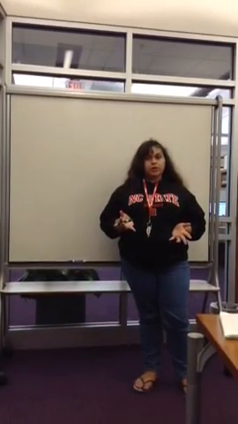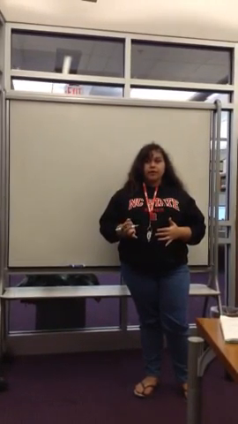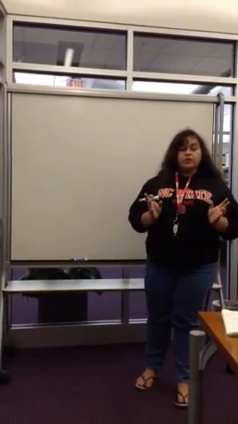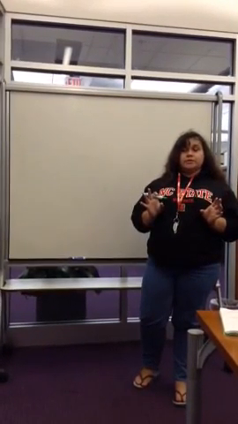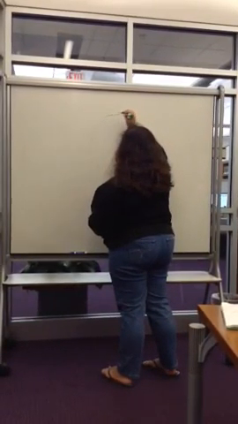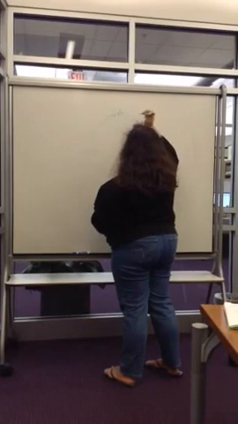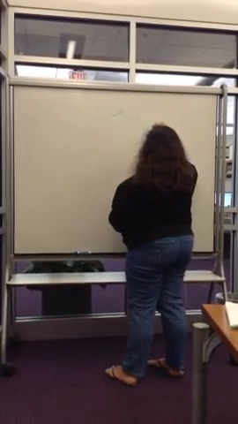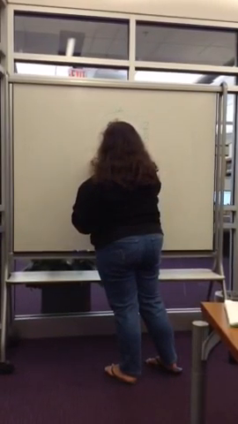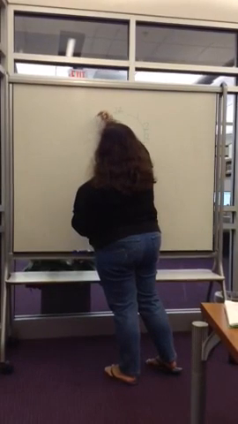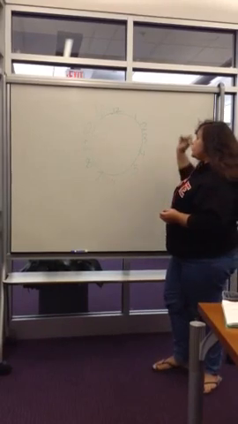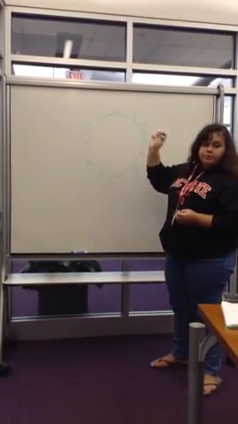Next week we're going to start reading the Odyssey, but before we can do that we have to go over the hero's journey. There are 12 steps in the hero's journey. Think of it as a clock: 12, 1, 2, 3, 4, 5, 6, 7, 8, 9, 10, 11. So there are 12 steps, starting with 1 and going all the way to 12.